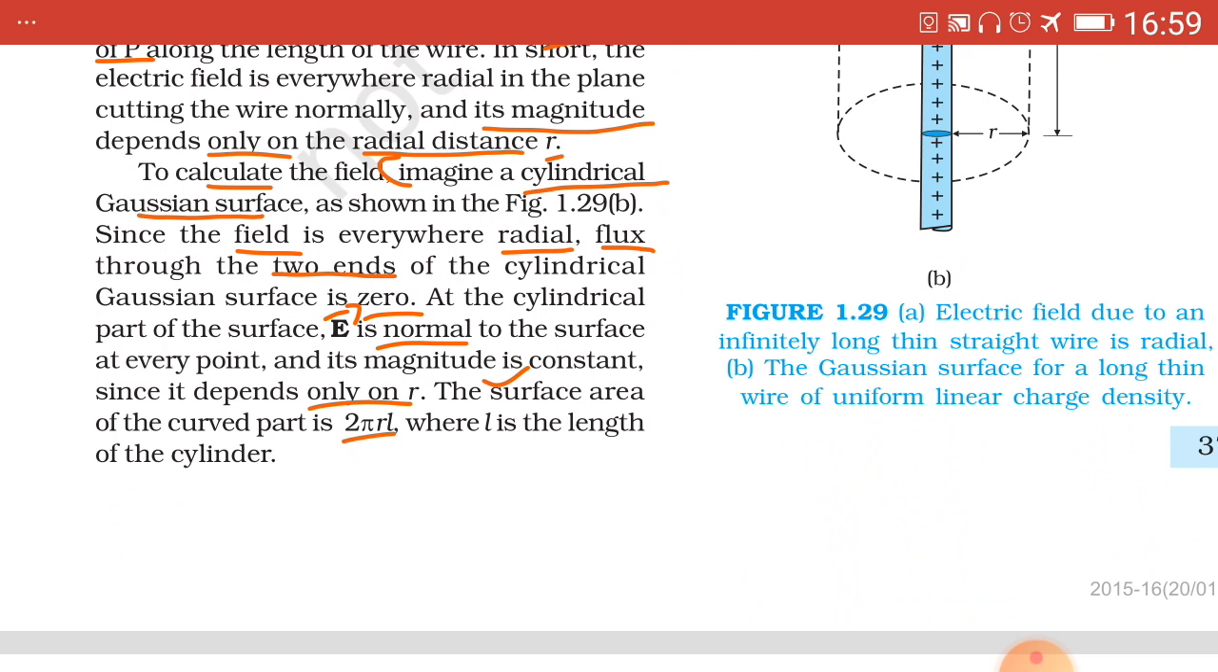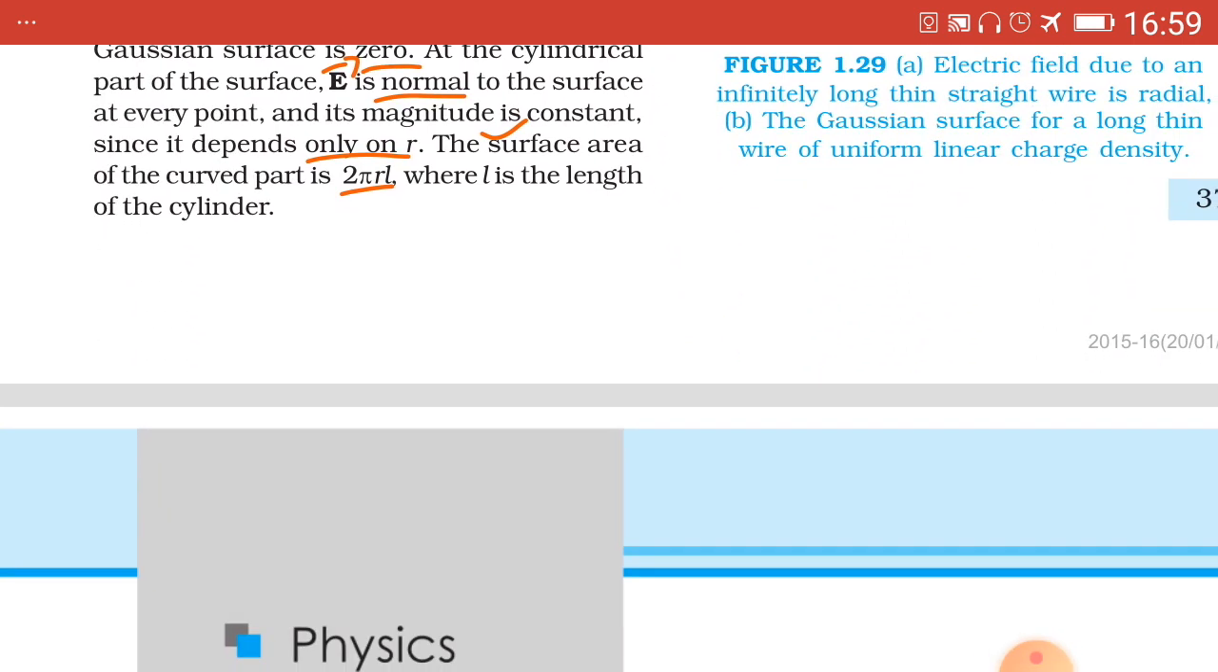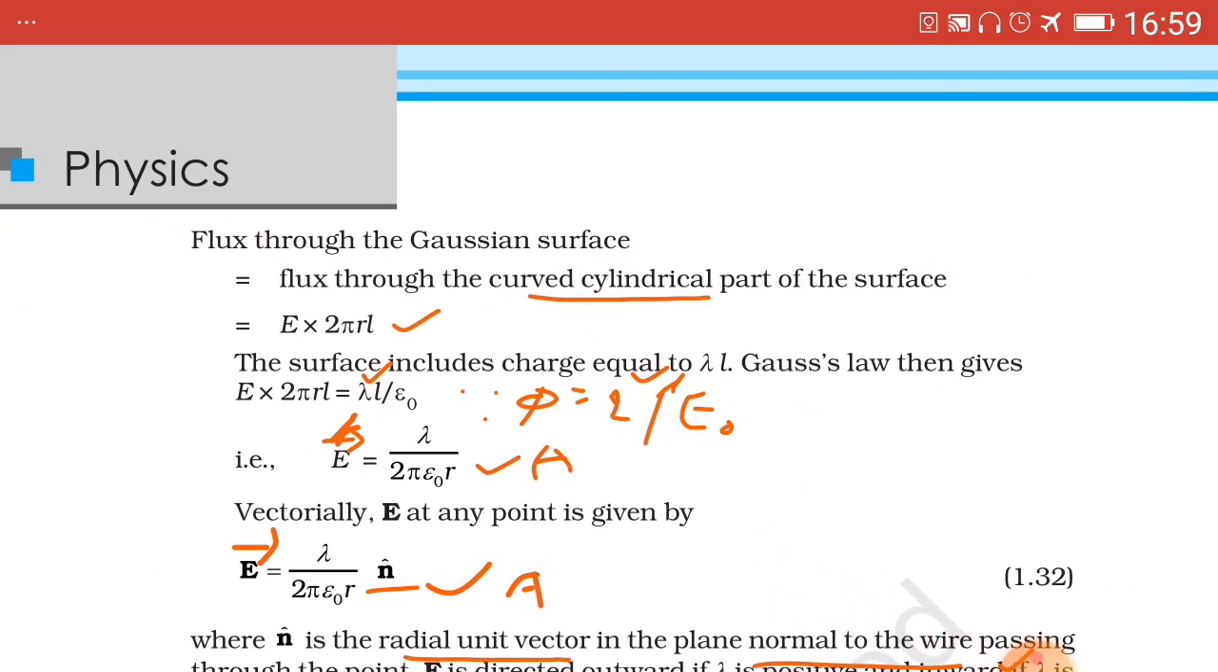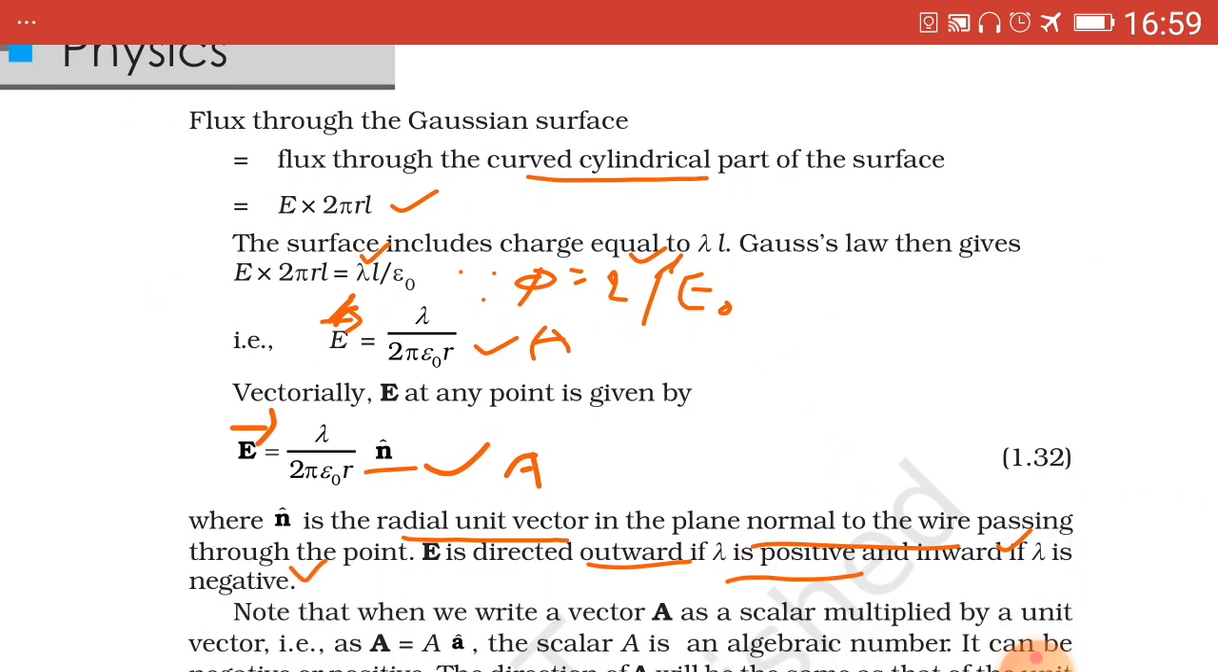Its magnitude is constant, that is, vector E will be parallel to vector delta S, which is not written in the description, which I tell you. And as they are parallel to each other, theta equal to 0 degree implies E delta S cos theta, cos 0 degree equal to 1, so it will remain simply vector E dot vector delta S equal to E delta S magnitude.